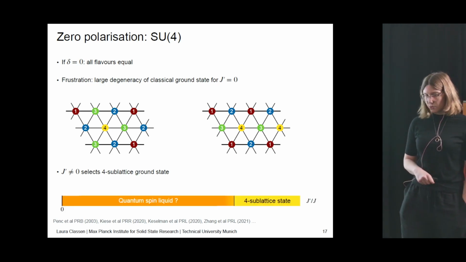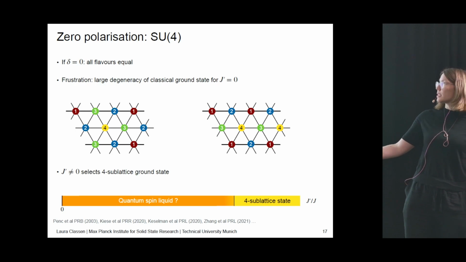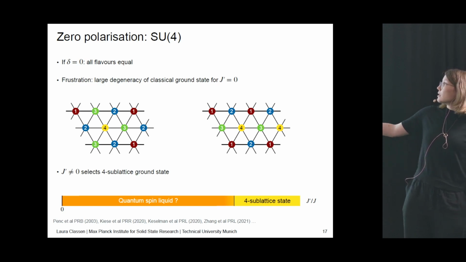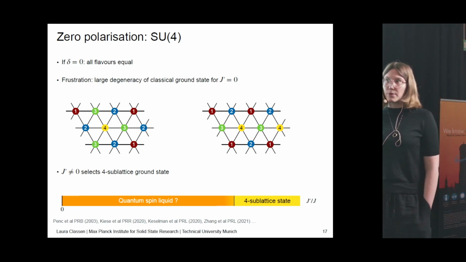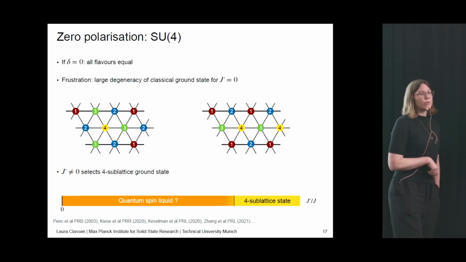And this has led to such a phase diagram that was suggested, where we have now in the quantum case a quantum spin liquid, presumably for small J prime, and then this 4 sublattice state for large J prime. Okay, so this is what we already know.